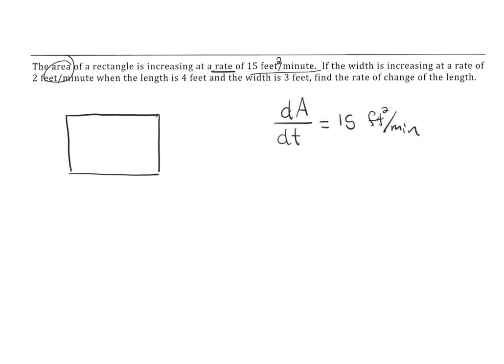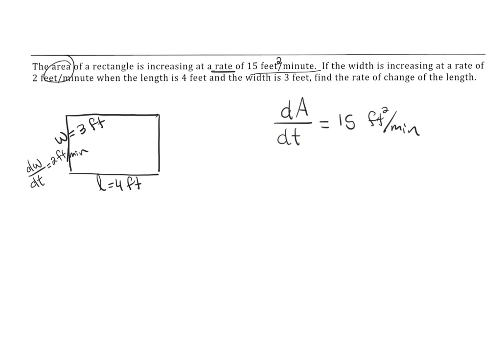Okay, so the width is increasing at a rate of 2 feet per minute. So if I say this is W, this is saying that the rate dW/dt is 2 feet per minute when the length is 4 feet. So the length is 4 feet, not a rate. Okay, and the width is 3 feet. That's also not a rate, so I've just got 3 feet here. Find the rate of the length.